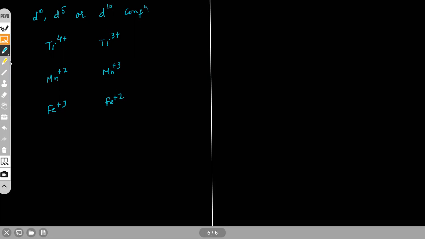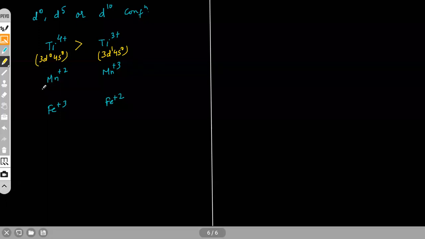Configuration of Ti 3 plus, if you draw, it is 3D0 and 4S0. Yes, Omkar. This is 3D1 and 4S. Hence, this one is more stable, D0 configuration.